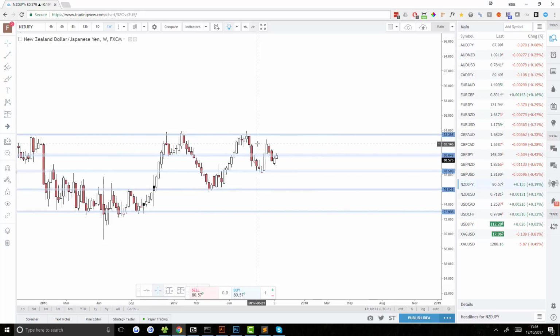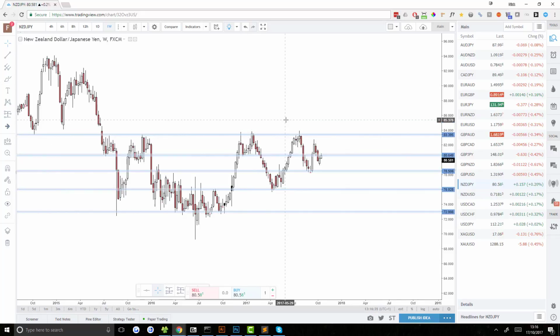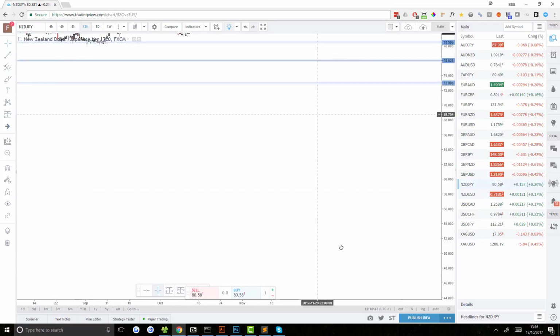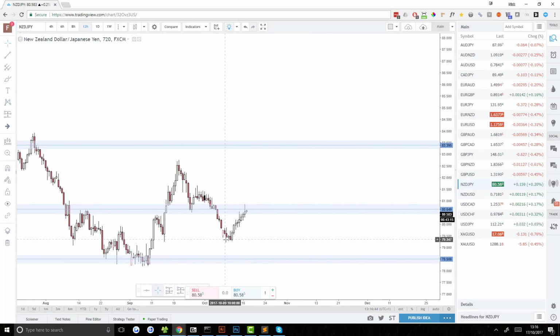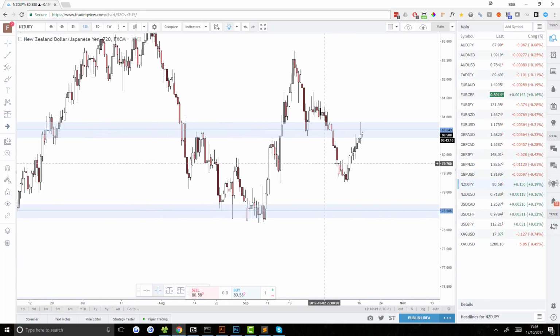I guess the closest thing we could say to a trend would be a bullish trend, but I'd struggle to call this a proper bullish trend. So going back to the 12-hour, let's say price is hitting this resistance area and stalling here.